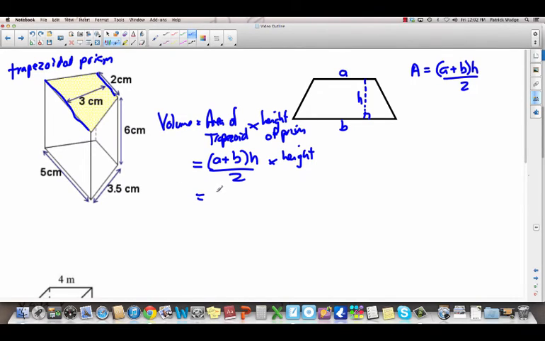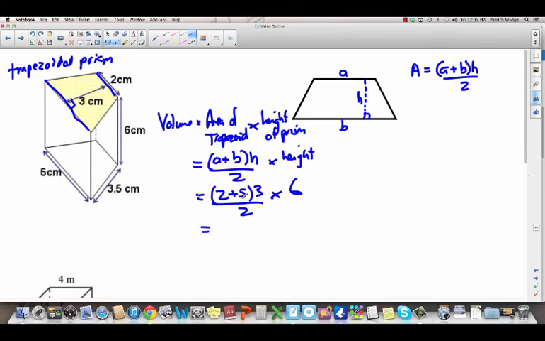So A plus B is 2 plus 5, or 5 plus 2, it doesn't matter. Height has to be the height of the trapezoid. Just look at the trapezoid, it must be right here. Let's assume that's a right angle, it must be. So that's 3 divided by 2, and we're going to multiply that by the height of the entire prism. Trapezoid, trapezoid, cut, all these. There's the height right there, 6.